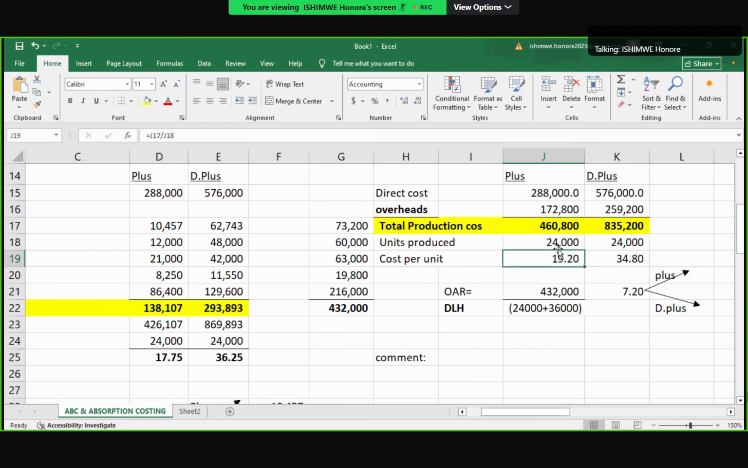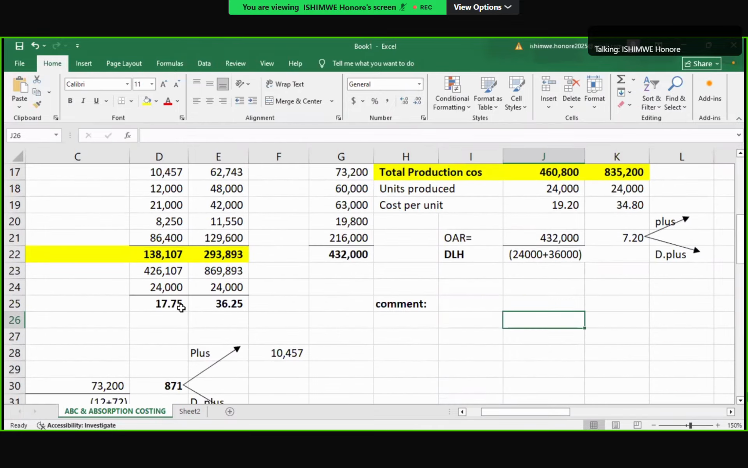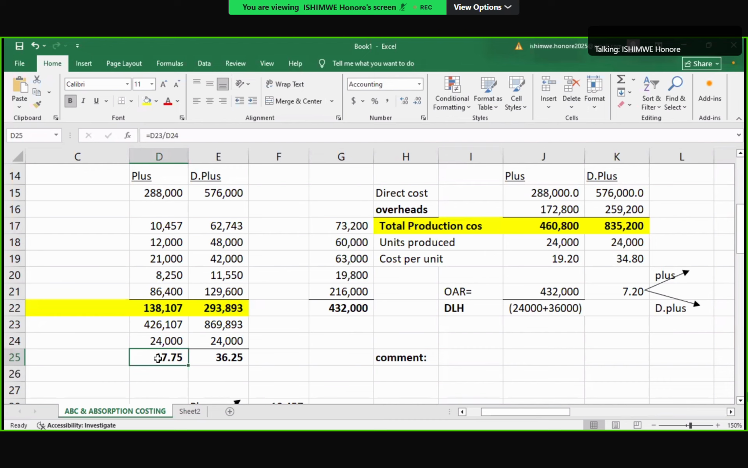It means that traditional absorption costing is overstating the cost of a product on A plus, and on double plus, you see we have 36 here, it is 34. On double plus, traditional absorption costing is understating the cost of a product. That is on the side of double plus. That's what will be your comment here. Traditional costing is overstating and understating, but ABC is giving the real data.